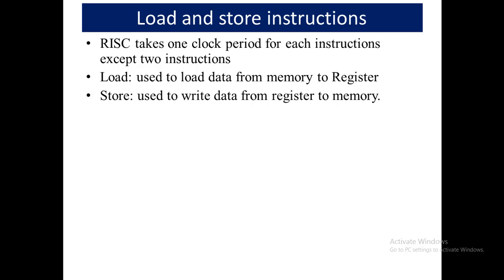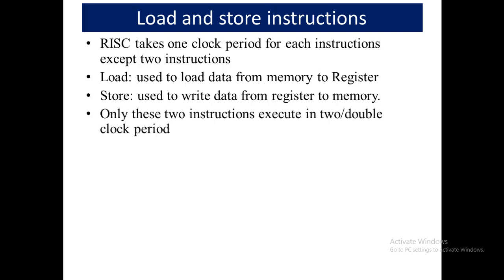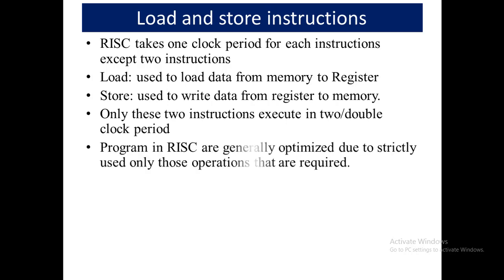When we have performed operations, then we have to save the result back into the memory. So we write data from register to memory and from memory to register. Only these two instructions execute in 2 clock periods. Programs in RISC are generally optimized because only those operations that are required are used. Unnecessary operations are ignored.